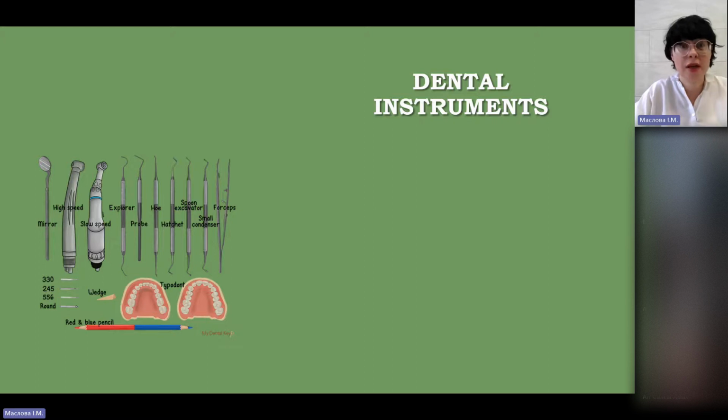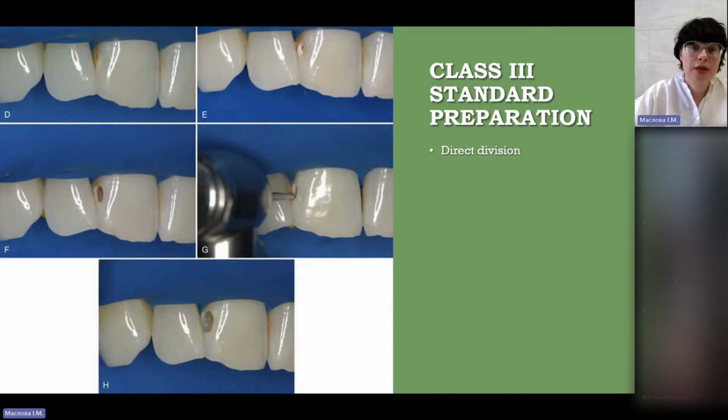It is useful for the preparation, for example, of the axial floor or the pulpal floor, the pulpal walls of all cavities, and especially when the carious lesion is deep or moderate. Class 3 standard preparation, direct access. When you see the carious lesion on the proximal surface, but you understand that you can provide direct access, you will do it without isolation of the proximal surface of the adjacent tooth.